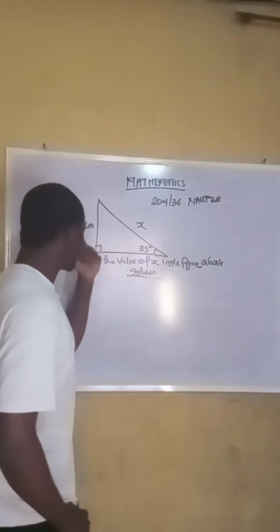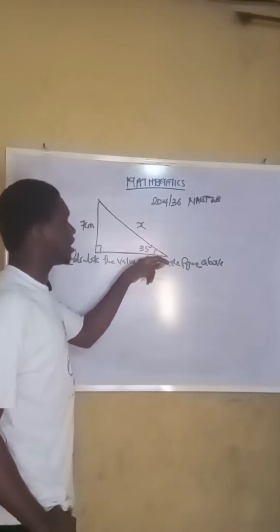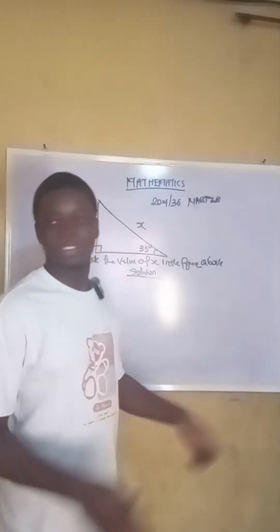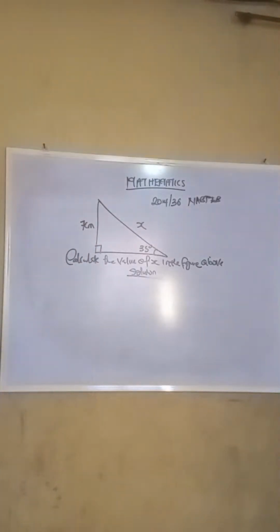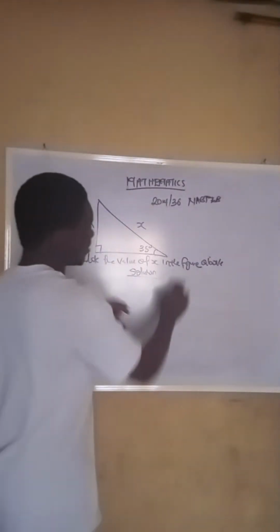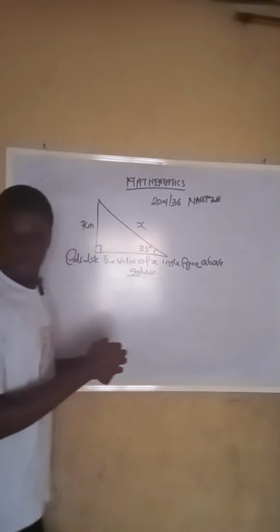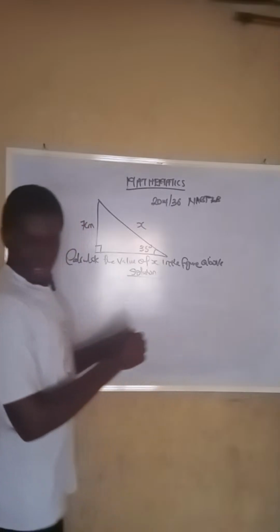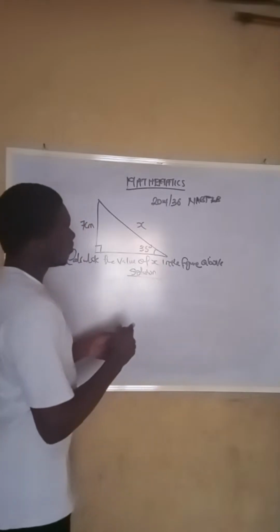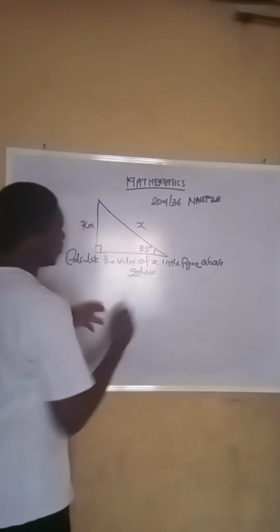No, look at it. We have a right angle triangle. We have this side. We have theta to be 35 degrees. How will you solve this? If you don't talk, I will not continue. So, let's see. I'm asking you. How will you solve this problem?